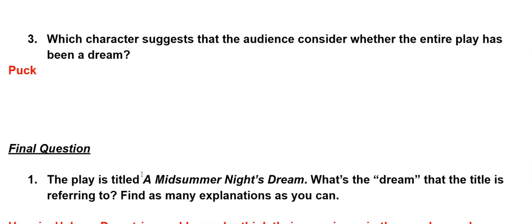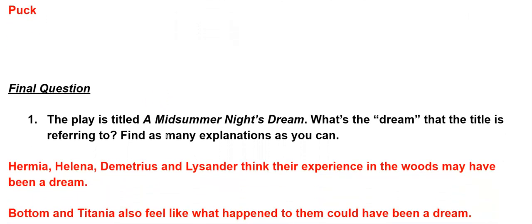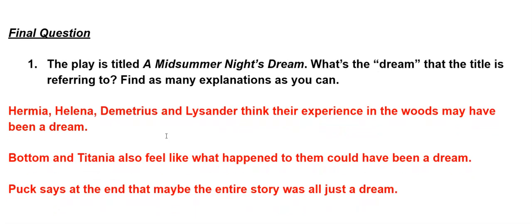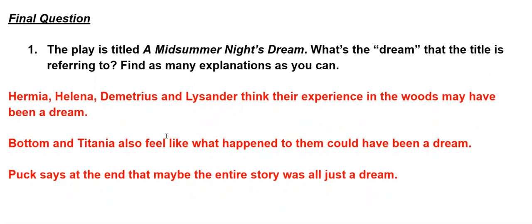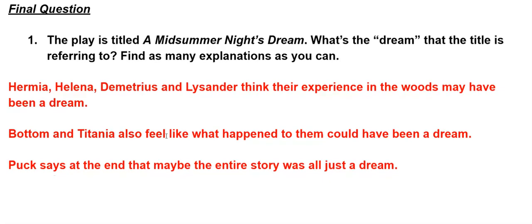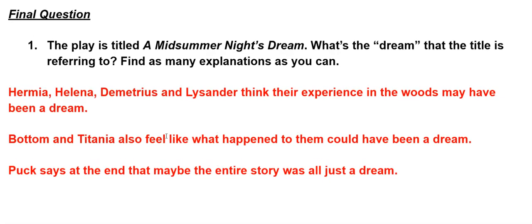So the play is called A Midsummer Night's Dream. What dream is the title referring to? Find as many explanations as you can. Here are some of your possible answers. Hermia, Helena, Demetrius, and Lysander think their experience in the woods could have been a dream. Bottom and Titania also feel like what happened to them could have been a dream. And then Puck tells us at the end that maybe the whole story was just a dream and none of it actually happened.